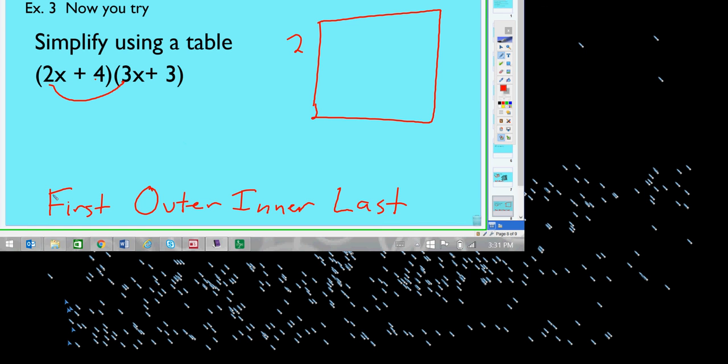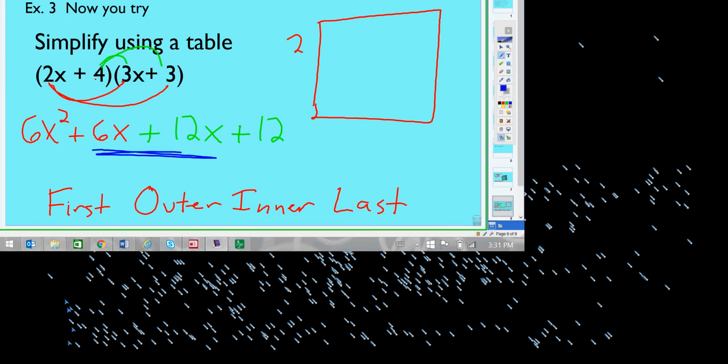There's what you have, 6x squared. Then take your outer terms. 2x and 3 are your outer terms, and that's 6x. Then it says to take your inner terms, and that's going to be 12x. And lastly, it's going to take your last terms, 4 times 3, and that is 12. Then you go ahead and combine like terms right here. 6x squared plus 18x plus 12.